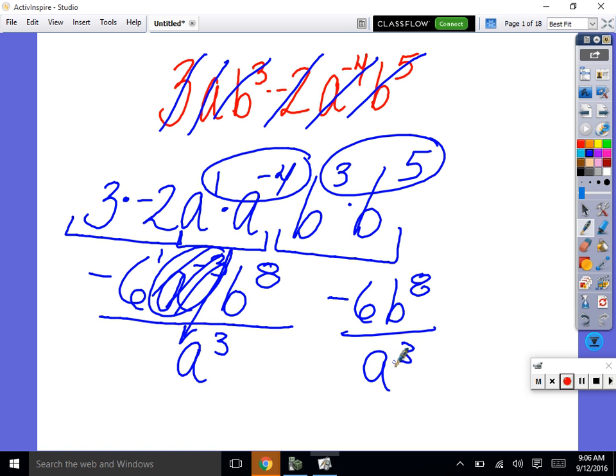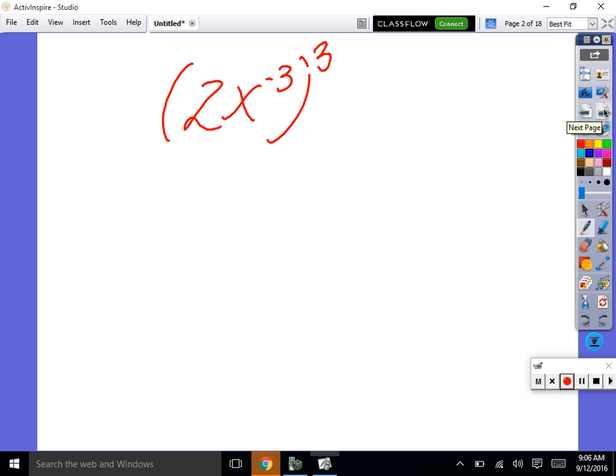Does everybody feel good about that problem? No questions? Okay. Here we go. Properties of exponents, correct? Raise a power to a power and you multiply the powers. Do not do 2 times 3. That's wrong. This is 2 to the 1st power. We multiply the powers, not the base. So we have 2 to the 1 times 3, which is 3. And then x to the negative 3 times 3 is negative 9, correct?